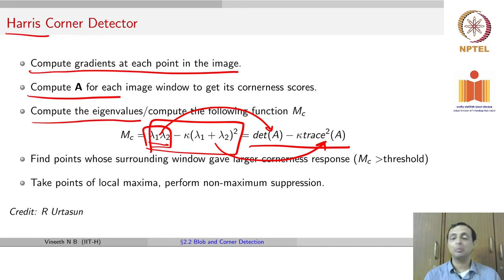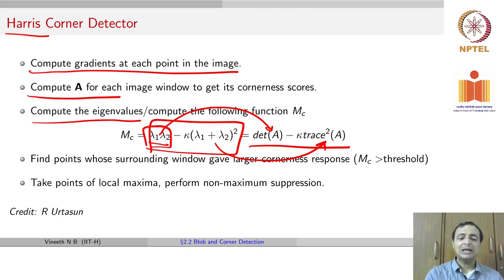Kappa is just a constant that you have to define to get what you want to get. For different images, you may have to set kappa differently. Why is this useful? You no more need to compute the eigendecomposition of the A matrix. You only need to compute your determinant and trace, which is a bit easier than computing your eigendecomposition.